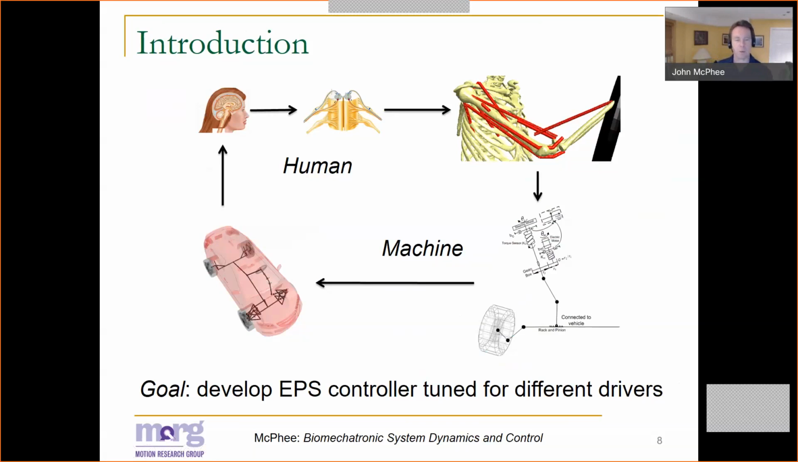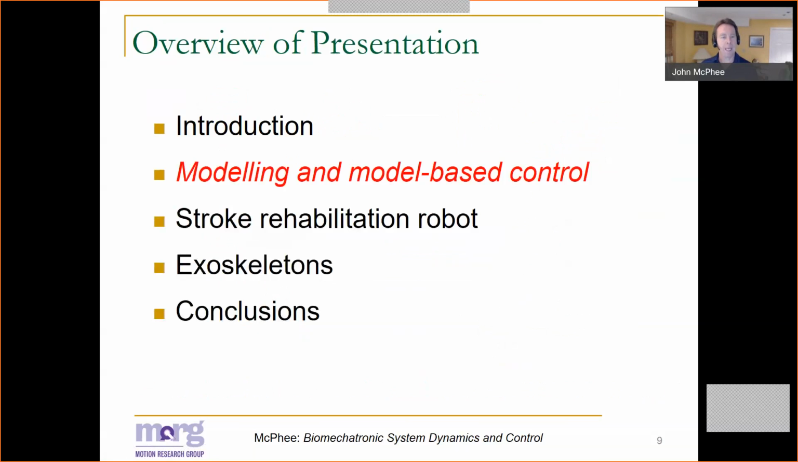And using this model, we were able to develop some model predictive controllers that worked very well for different driver types. But today, I'm going to focus on modeling and model-based control with applications to rehab robots and exoskeletons. So I won't speak anything more about automobiles.